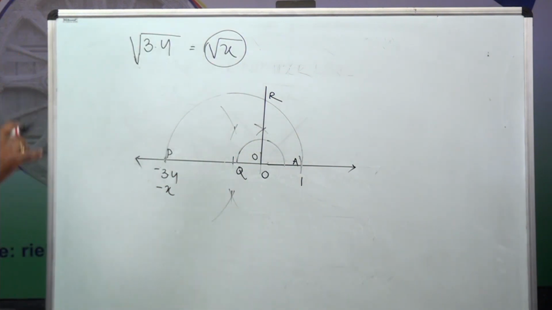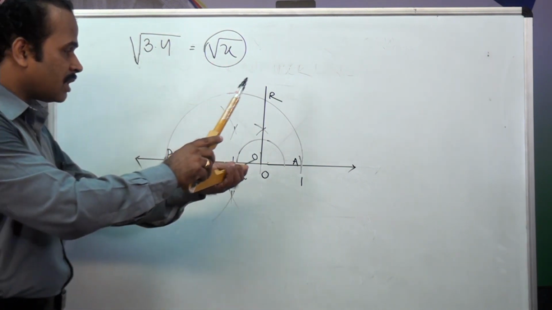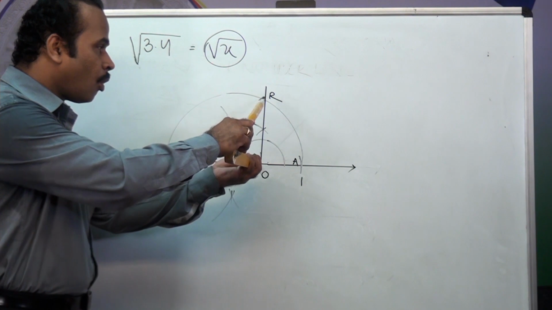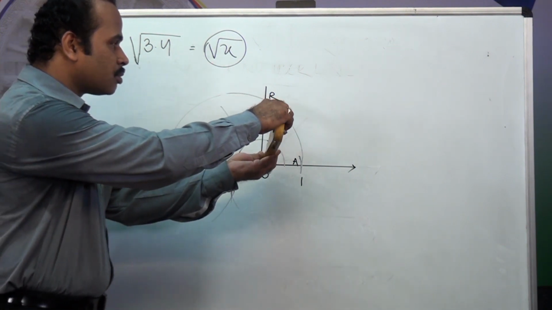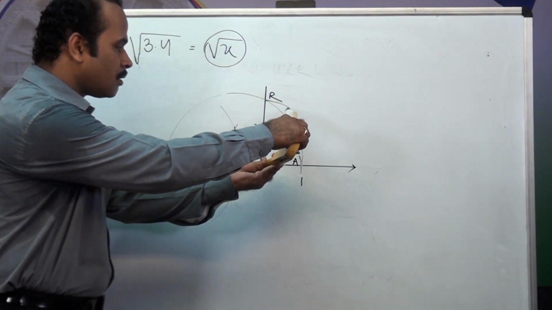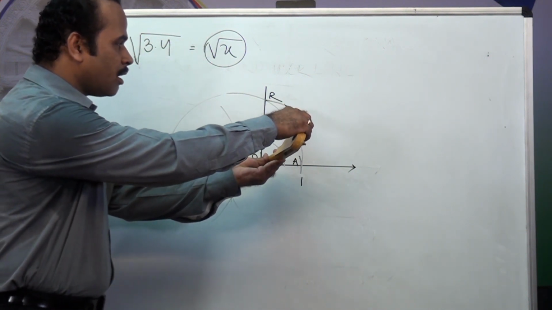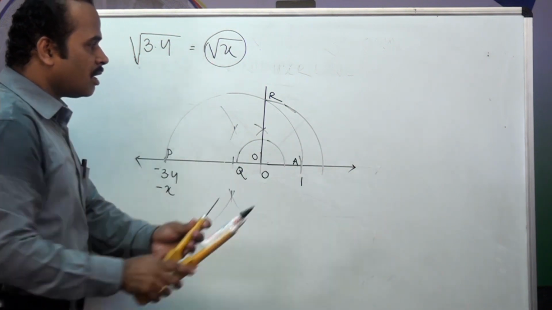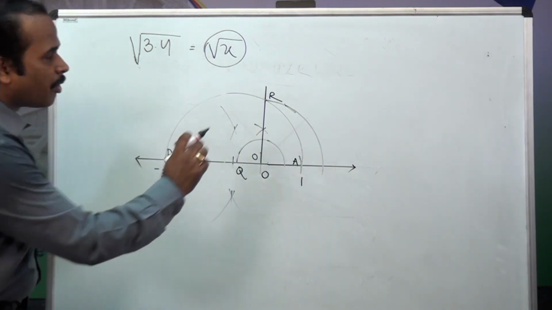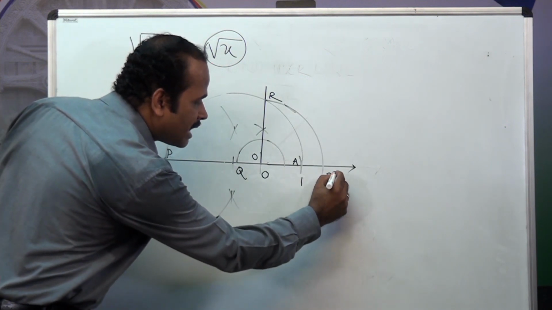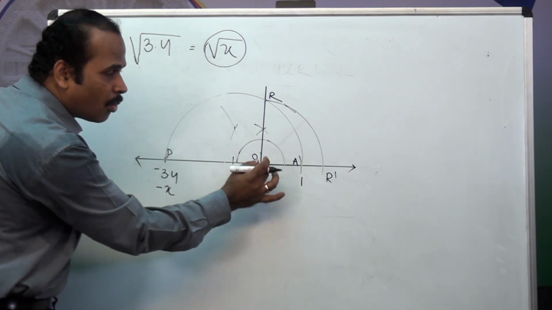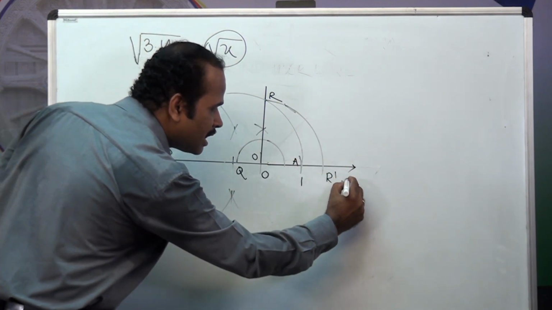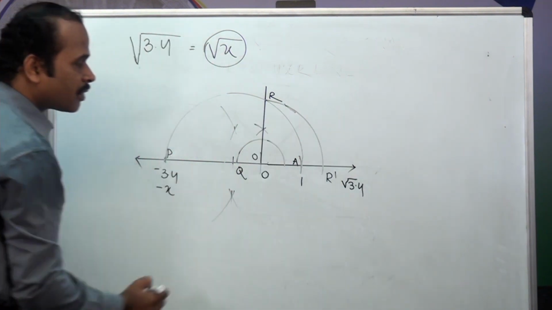Now how do we bring this OR to the number line? To do so, I again select the point O as center and OR as radius, and bring this distance to the number line like this. The point where it cuts, let me call R dash. OR and OR dash are equal because I have taken O as the center. Now R dash represents the square root of 3.4 on this number line.